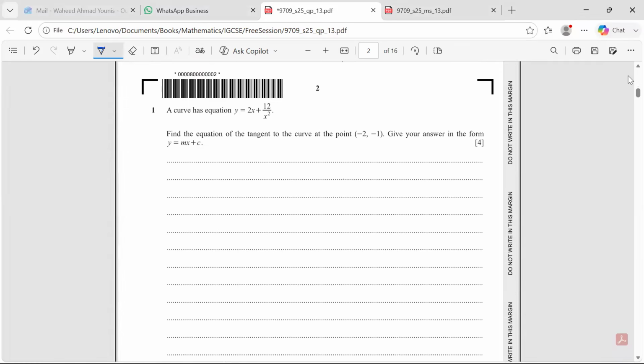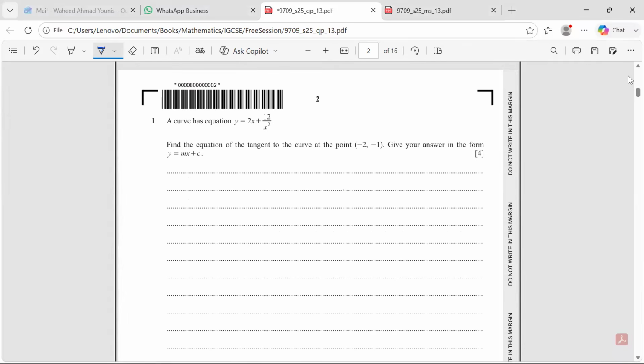So the first question: I have a curve with this equation, and we have to find the equation of the tangent to the curve at this point. Whatever the curve is, at this point, which is minus 2, minus 1, we have to find the equation of the tangent line. You can see that the slope of the tangent line is the same as the slope of the curve at this point, which is the derivative of the curve at this point. So the first step is to find the derivative of this function.